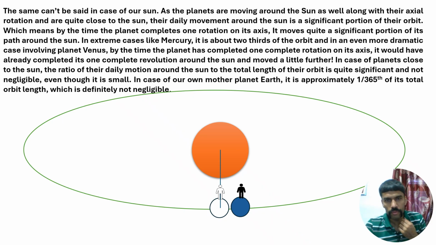In the case of our own planet Earth, it is approximately 1 by 365th of its total orbit length, which is definitely not negligible. That's why we know that 1 year of our planet Earth comprises 365 days.